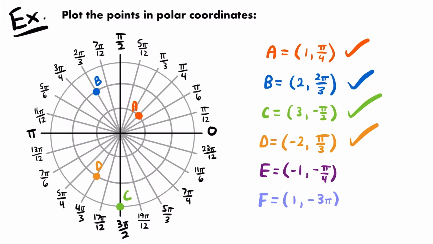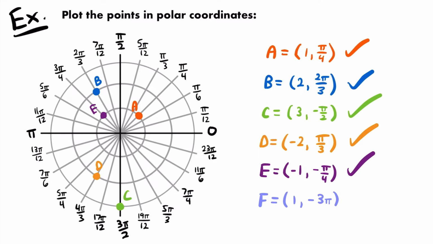But now let's take our radius into account. We have negative 1. So if that was positive, we would be at this point right here, where the radius is 1. This would be 1 and then negative pi divided by 4. But since that radius is negative, we need to reflect that point to the other side of the circle. So instead of being at this point right here, we are going to be at this point right here. This is going to be our point E, which is negative 1, negative pi divided by 4. Okay, so that was E.